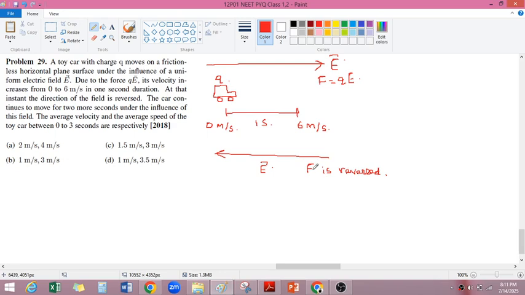Now what will happen? Will the toy car move in the opposite direction or will it keep moving in the same direction? From 6 meters per second, suddenly it cannot move in the opposite direction. So it will keep moving for some time to become zero. It will take some time for it to become zero, so the velocity here will become 0 meters per second.